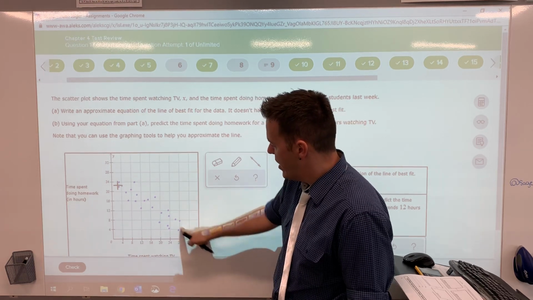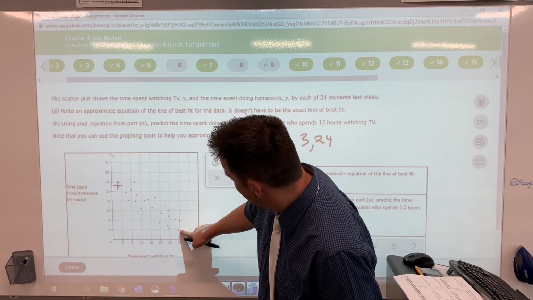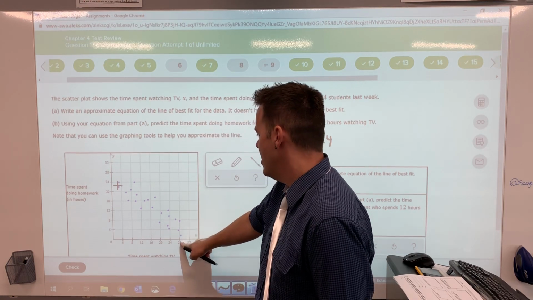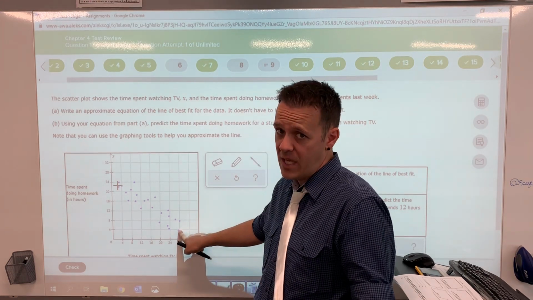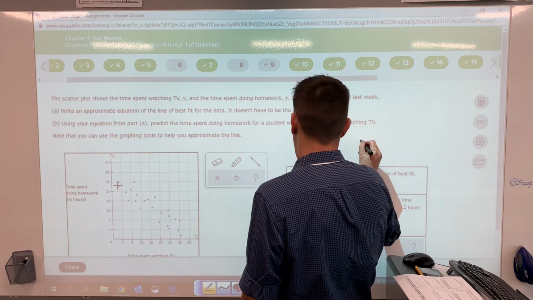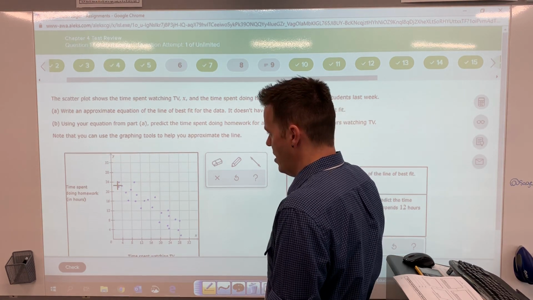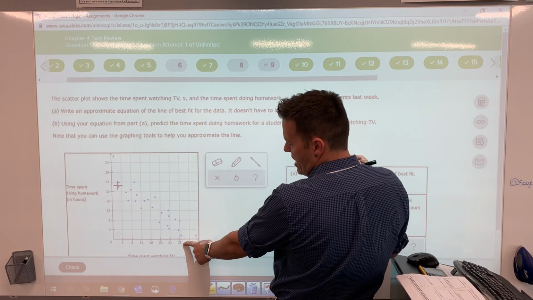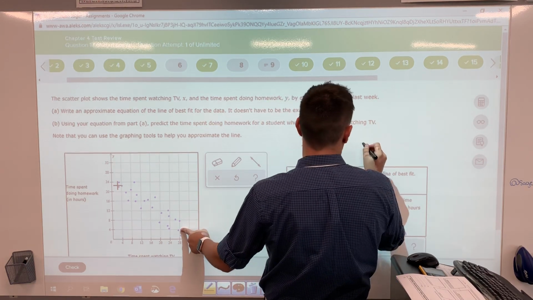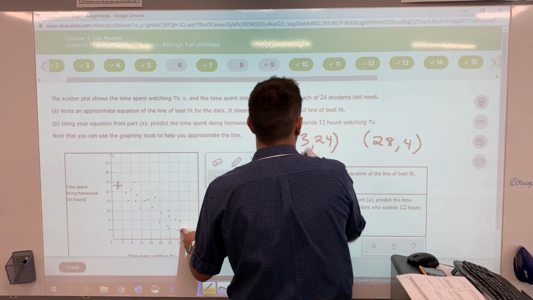And now I want to pick a point down here. Let's go somewhere around here as the best line of fit. So remember, this is an approximate. So I'm going to use this intersection right here, even though it's not a point. Oh wait, I wrote this one wrong. No, that's right, 3 over. Okay, this one here is going to be 28 over. So my other point's 28 and 4. All right, so there are my 2 points.